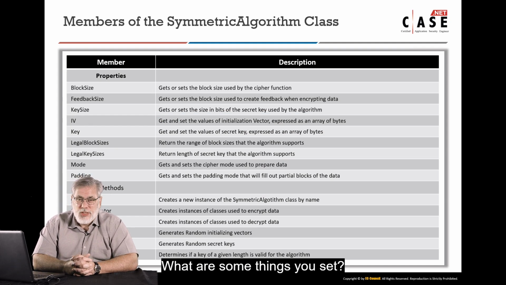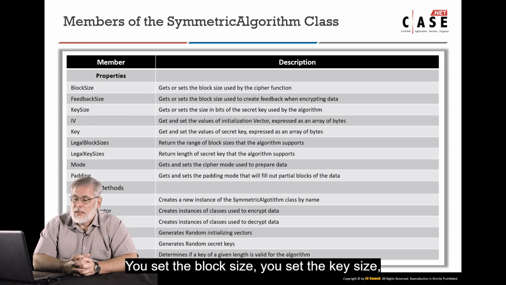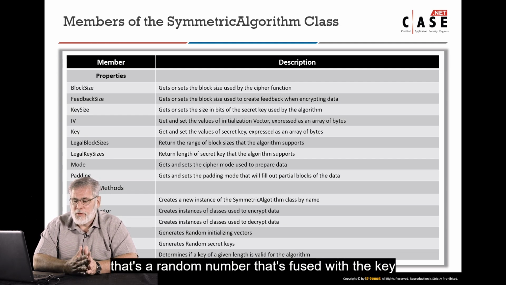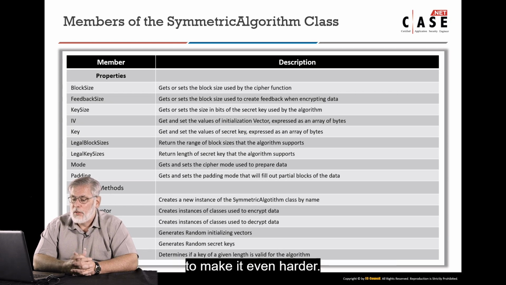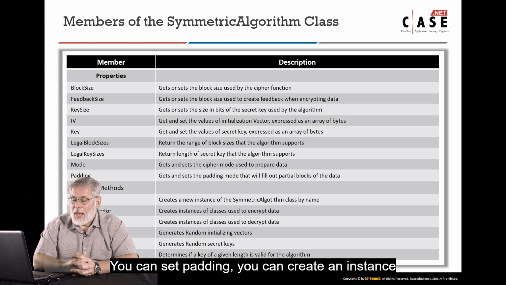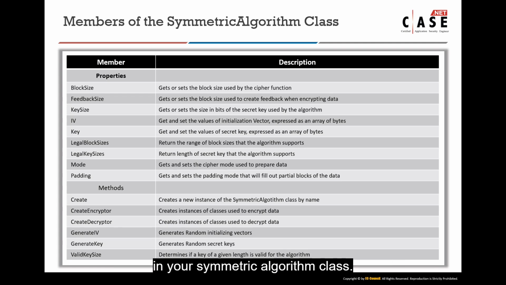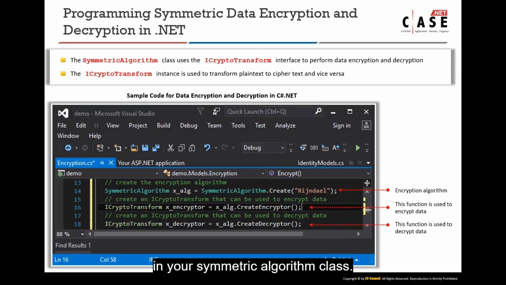What are some things you set? You set the block size, you set the key size, you can use an initialization vector, that's a random number that's fused with the key to make it even harder. You can set padding, you can create an instance of this class, you can encrypt and decrypt data, you can generate keys, you can check if it's a valid key size. All these methods are available to you in your symmetric algorithm class.